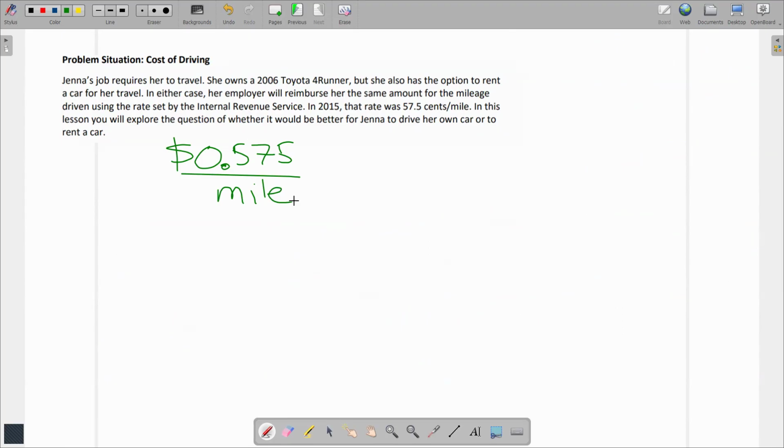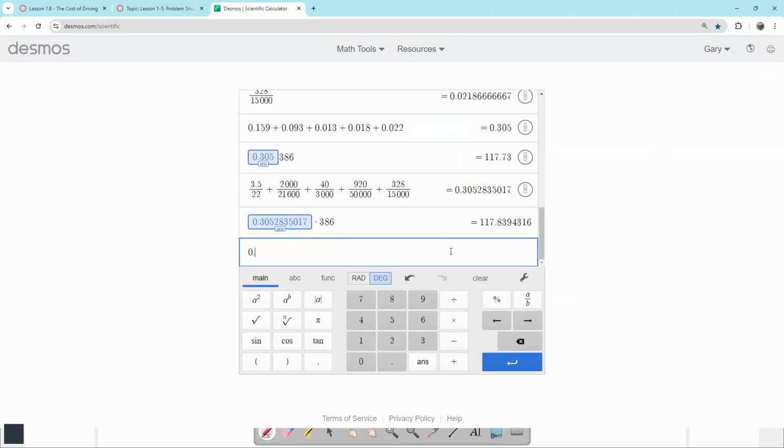If we multiply that by the 386 miles, right, that's going to give me the cost, or the reimbursement she's going to get. All right, calculate a time. 0.575 times 386, 221.95. So let's see. I could take the 4Runner as Jenna and get, on average, it's going to cost me 117, but they'll give me 221.